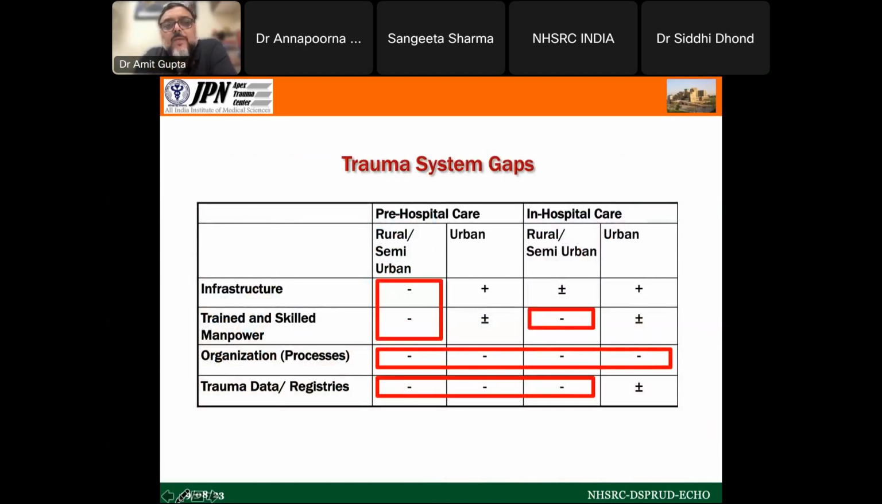And therefore, we see that in rural and semi-urban areas, the infrastructure and the trained manpower itself is missing. In urban areas, I would say, it is still present. But you can see the organization or the processes of care are actually absent throughout. And so is the data generation. We do not have any registries for trauma separately, like a cancer registry. We do not have the outcomes being studied, and therefore we cannot do any improvement beyond that.